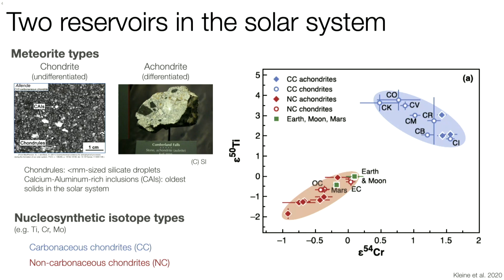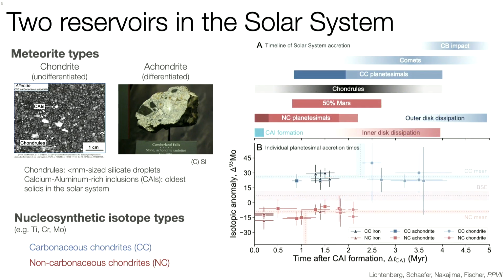And the non-chondrites can be categorized into two distinctive groups based on their isotopes. This reflects the nucleosynthetic isotopic effects. One is the carbonaceous chondrite, CC, and the other is the non-carbonaceous chondrite population, NC. This can be clearly seen in the figure on the right, which is shown in the isotopic phase space of chromium and titanium. The blue indicates the CC population, and the red indicates the NC population. Clearly, you can see that there are two distinctive isotopic groups. And the green shows Earth, Moon, and Mars.